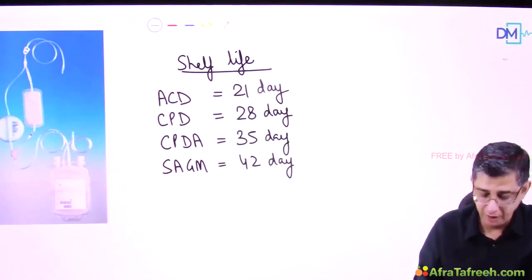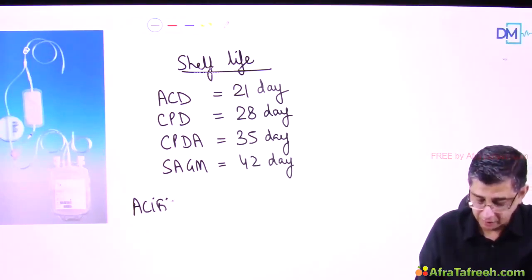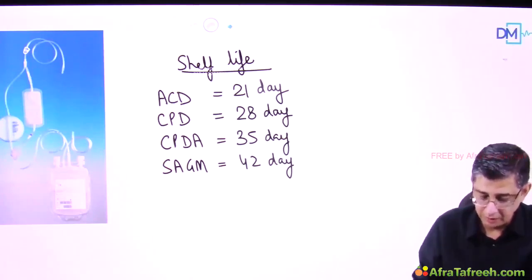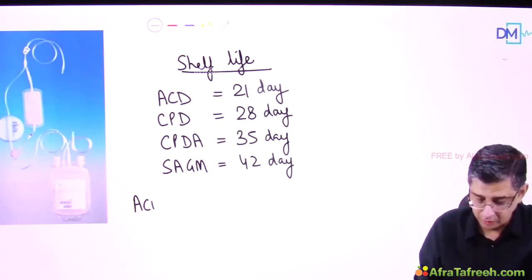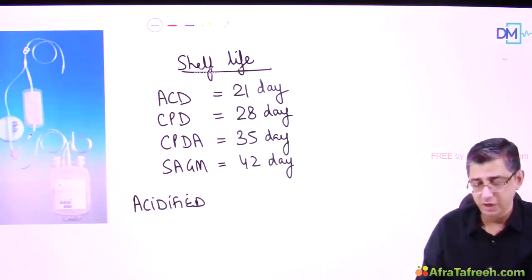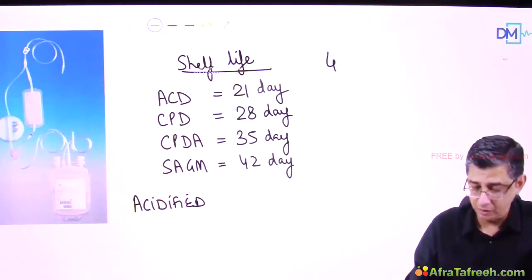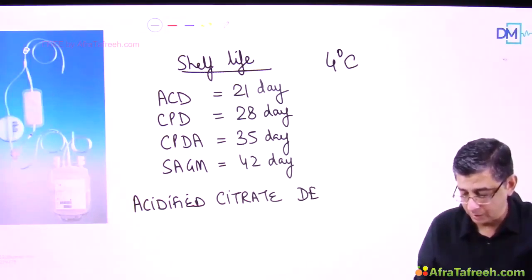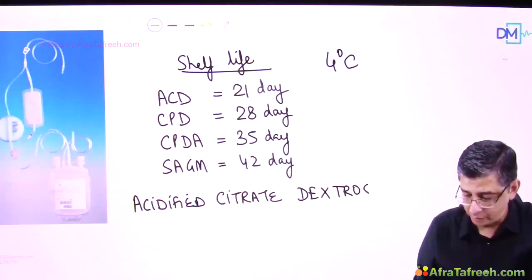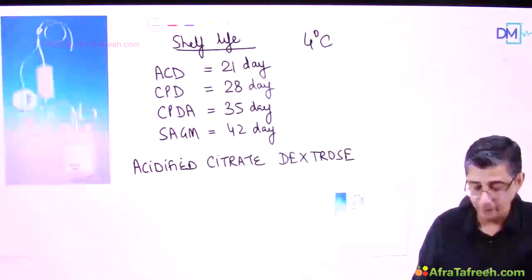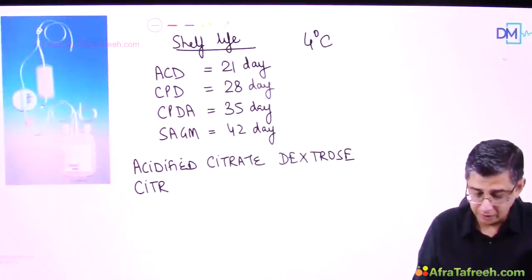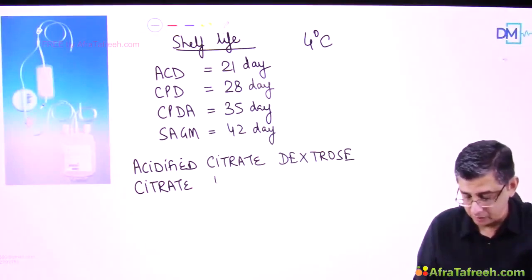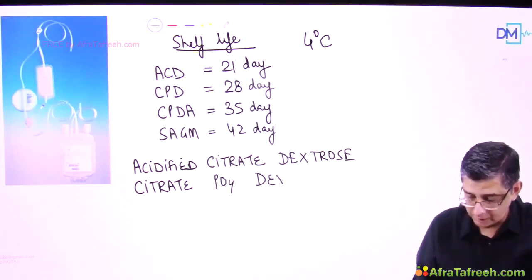Now the full form of ACD would be acidified citrate dextrose. This acidified citrate dextrose is not used because of the side effects it used to cause, and obviously a shorter shelf life in the bank. The storage temperature of blood in a blood bank would be 4 degrees Celsius. So acidified citrate dextrose, as you can understand from the name, dextrose will help the RBC to get its nutrition. Citrate is the anti-clotting agent. Then there is CPDA, that is citrate phosphate dextrose, and A stands for adenine.